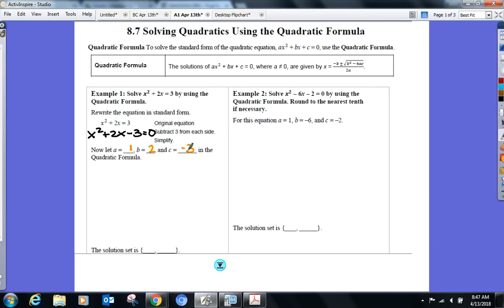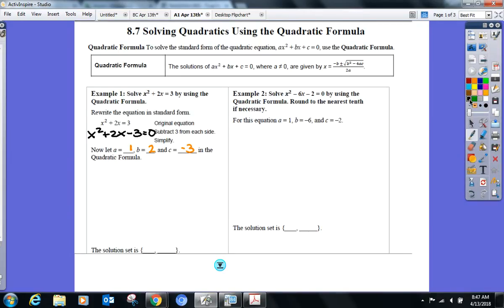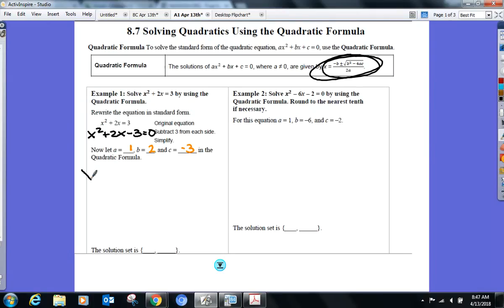Quick comment. The A value has to be what to complete the square? 1. Quadratic formula, I don't care what it is. You can have an A value of whatever, all right, and still use quadratic formula, as long as it's equal to 0, that's all you care about. All right, so here we go. Let's use the formula right now. It's on your formula sheet at the top of your packet right now.